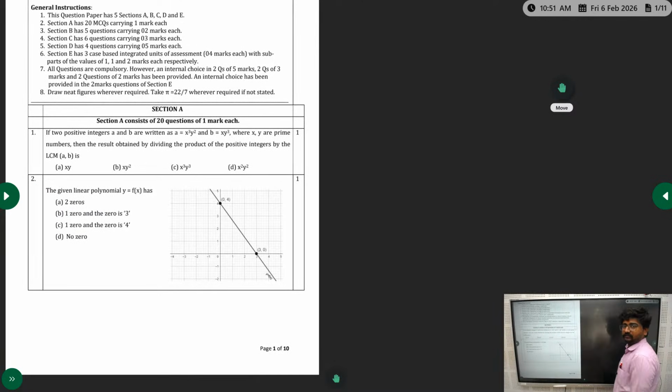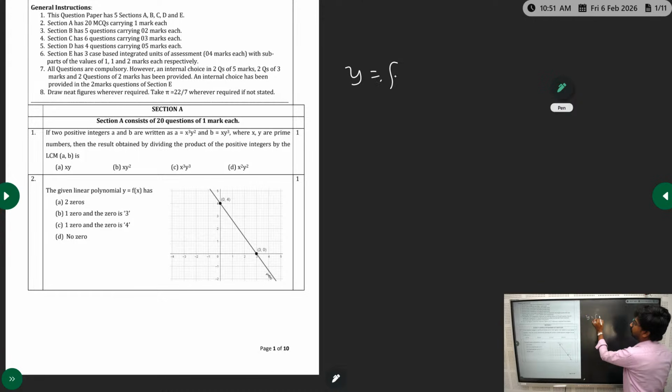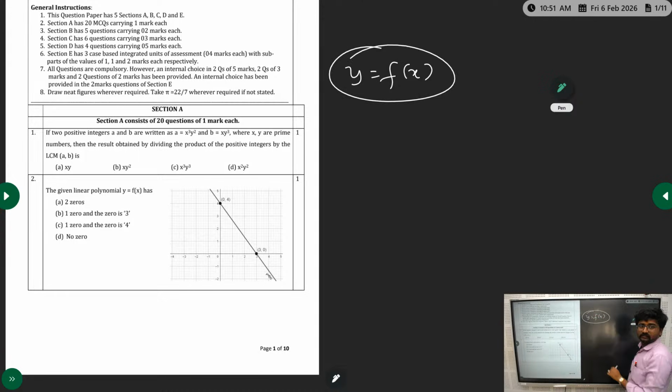Can you see the graph? The x intersection point is 3, 0. The y intersection point is 0, 4. This means the point is lying on the y-axis, basics of 9th standard coordinate geometry. The point is lying on the x-axis. What is the equation here? What is the polynomial given? y equal to f of x. What is the meaning of this? On which axis does the point lie?